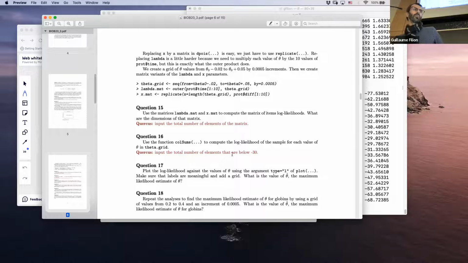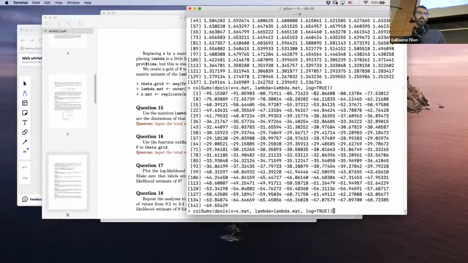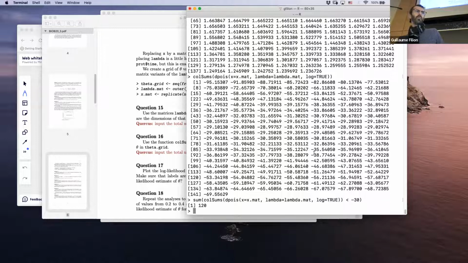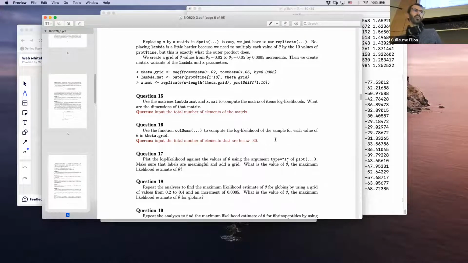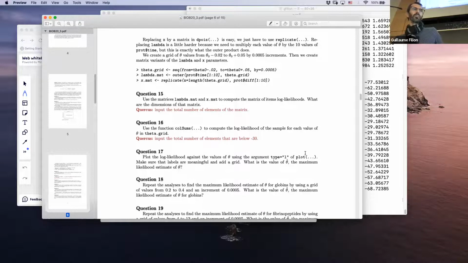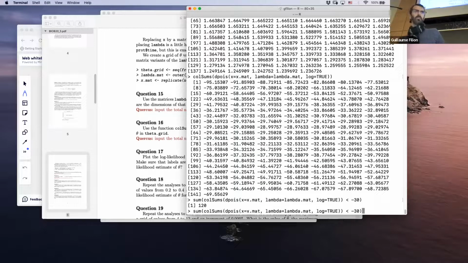Input the total number of elements that are below minus 30. So here, I do that quickly, then the next one, and then we have to wrap up. Okay, so how many here are less than minus 30? It's that. It's 120, the answer to that question. Okay, and then plot the log likelihood against the values of theta using the argument type equals L. Well, let's just see what we get here, because it's a nice way to finish.